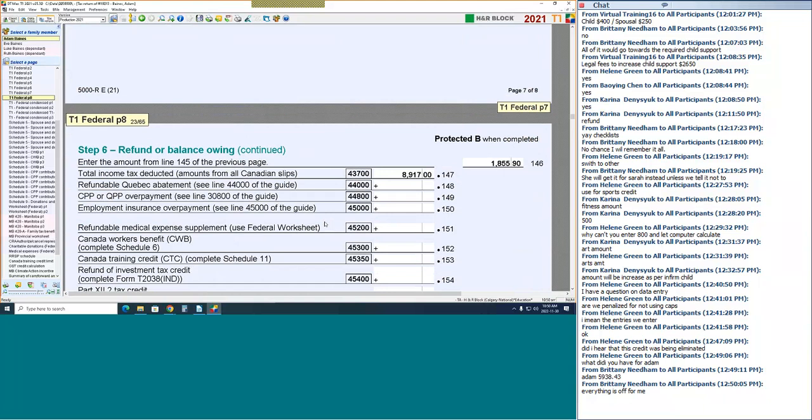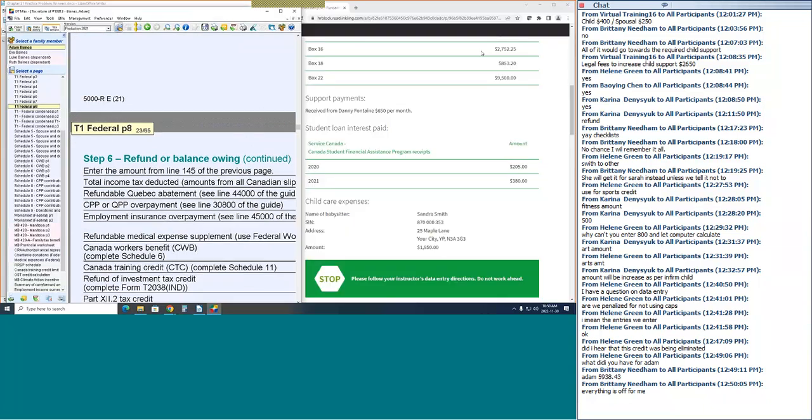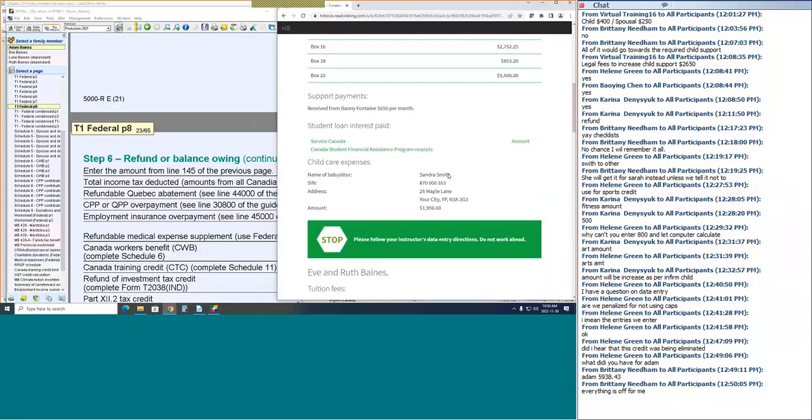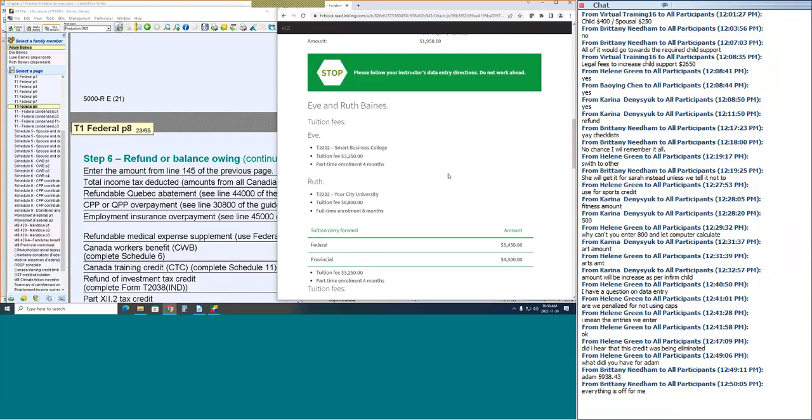But I do want to start looking at some tuition related to all of these files, and when we claim tuition amounts and how we claim tuition amounts. So let's not worry too much about our actual refund or balance owing, but we'll try to make sure our data entry makes sense as we go through. So we're going to start with Eve and Ruth, and we're going to tell you that both of them were in school. Eve was in school part-time, and Ruth was in school full-time.